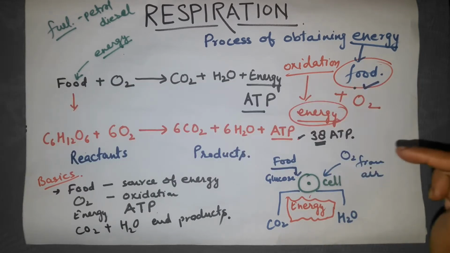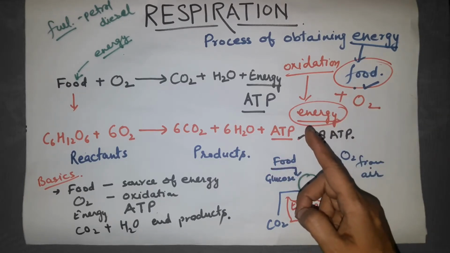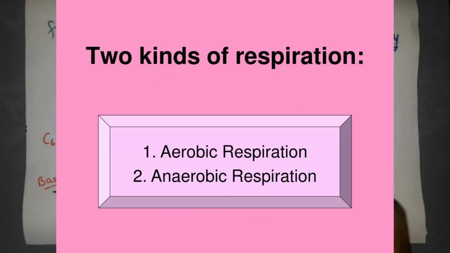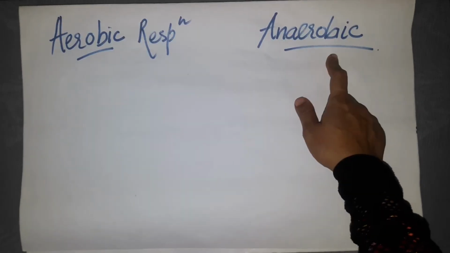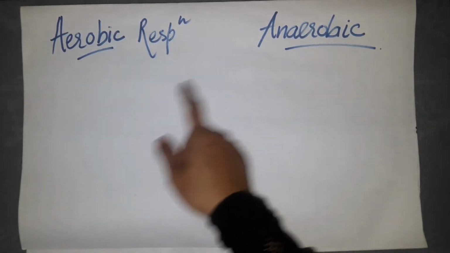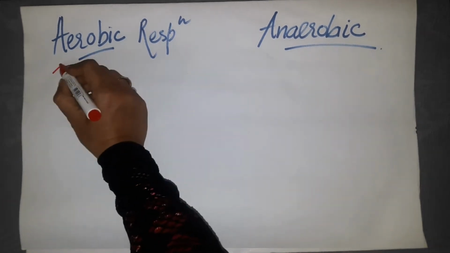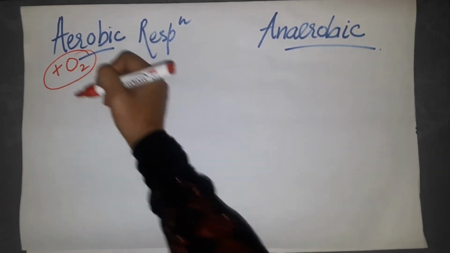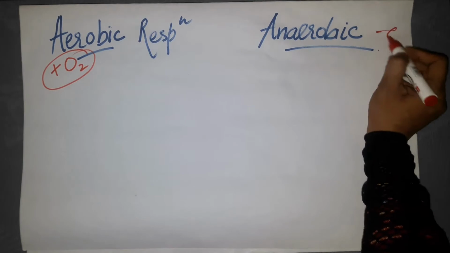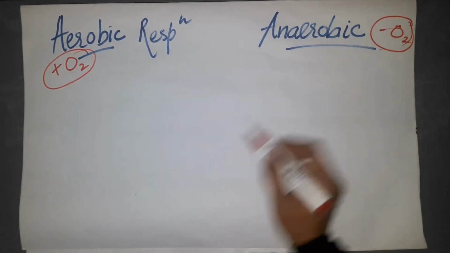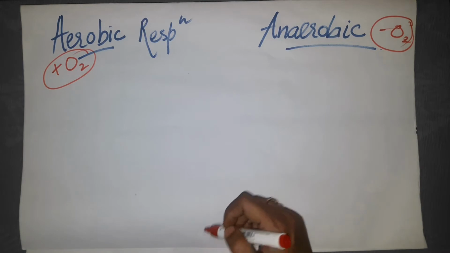Now we will study the types of respiration, depending on whether oxygen is used during respiration by the cell or not. Depending on these two situations, respiration is of two kinds. So children, aerobic respiration and anaerobic respiration. Aerobic respiration says about the presence of oxygen. That means oxygen will be present, and the respiration will take place. Whereas in anaerobic, the oxygen will be absent or there will be very little oxygen present around.